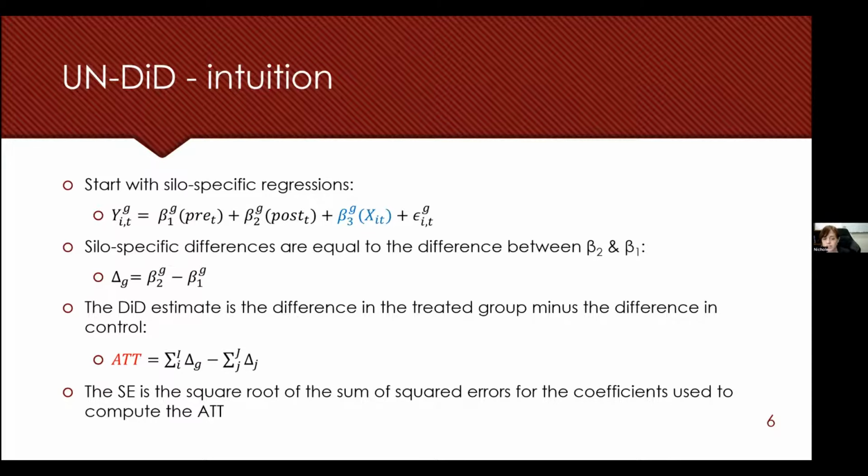The difference in difference estimate, in this case, in the undid case, is the difference in the treated group minus the difference in the control. So that's our ATT. The standard error estimation is a little bit more complicated. So the ATT is relatively easy to recover in the silo case, but we knew going in that the standard errors were going to be the bigger part of the problem, the bigger challenge. So the standard error will be the square root of the sum of squared errors for the coefficients used to compute the ATT.